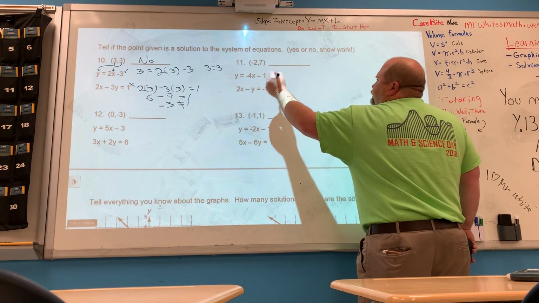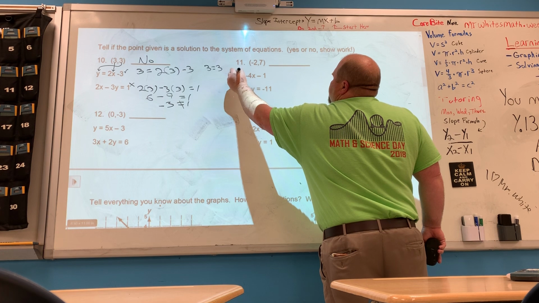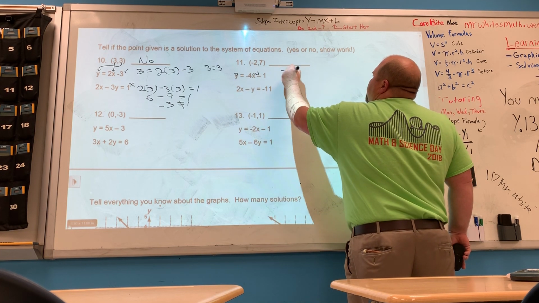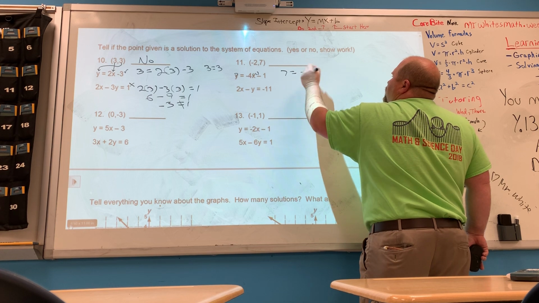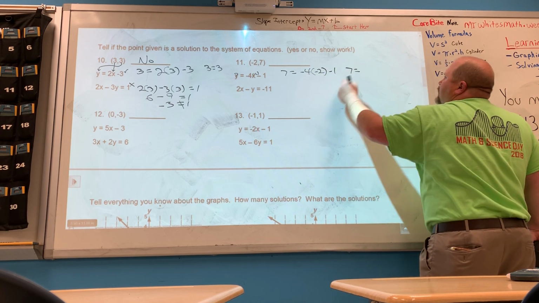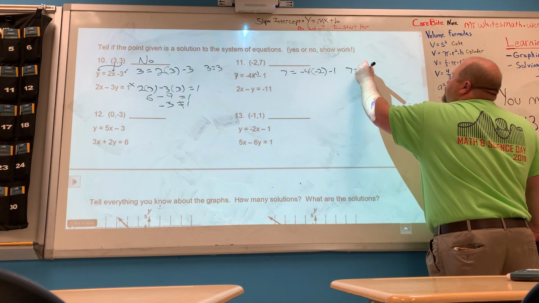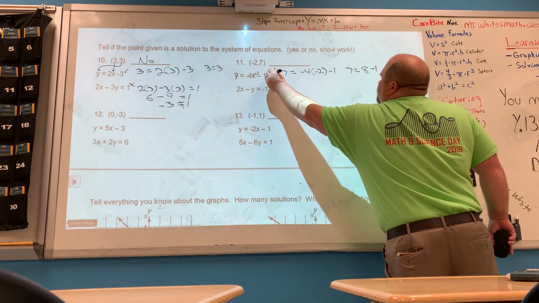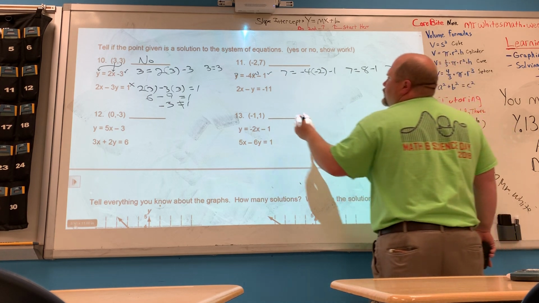Number 11. The y value is a 7. The x value is a negative 2. So we have 7 equals negative 4 times negative 2 minus 1. Negative 4 times negative 2 is 8 minus 1. 7 equals 7. So it works in the first one. You got to try the second one.